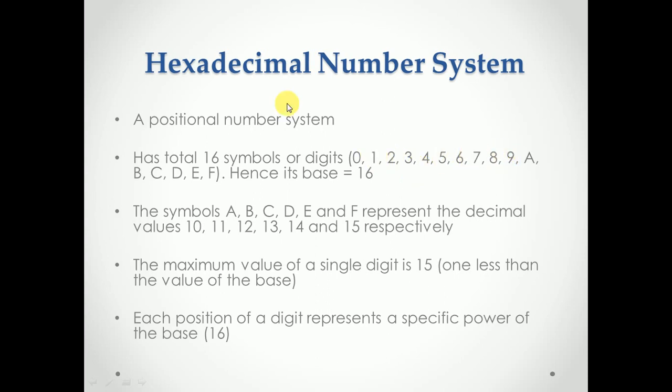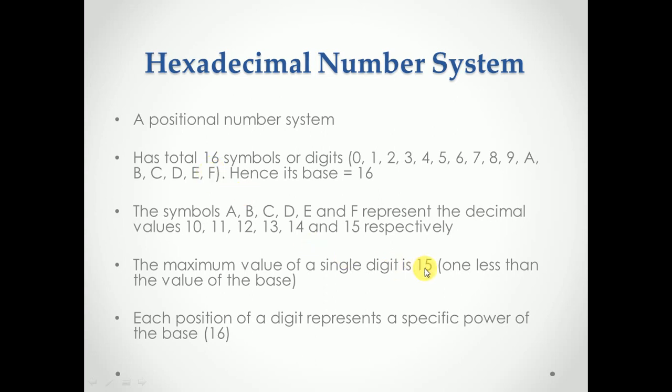Out of the 16, 10 digits are included from the decimal number system, and hexa stands for 6. So the remaining 6 digits are alphabets: A, B, C, D, E, and F. The A value is next to 9, that is 10. B is 11, C is 12, D is 13, E is 14, and F is 15. So the highest value of a single digit is 15.